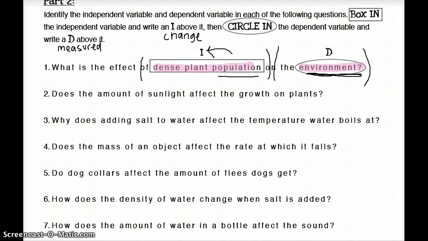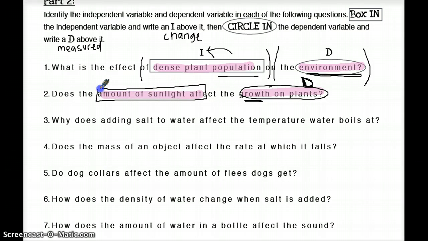Does the amount of sunlight affect the growth of plants? So the two parts here are amount of sunlight and growth of plants. So you have to ask yourself, which one are you actually measuring for the experiment? We're measuring the growth. Since that's the one that we're measuring, that's the one that I would circle and put a D up above it for the dependent variable. Now the one that you are changing yourself is the sunlight. So that is the independent variable.